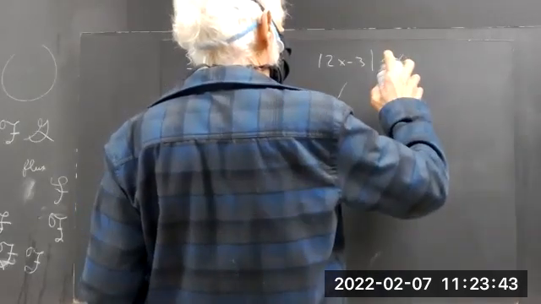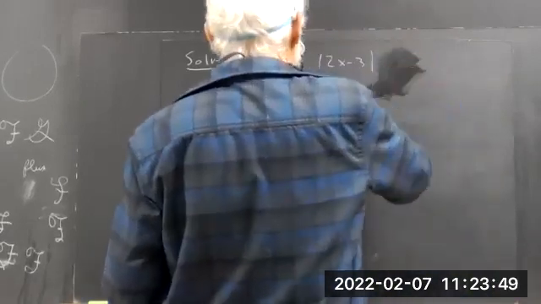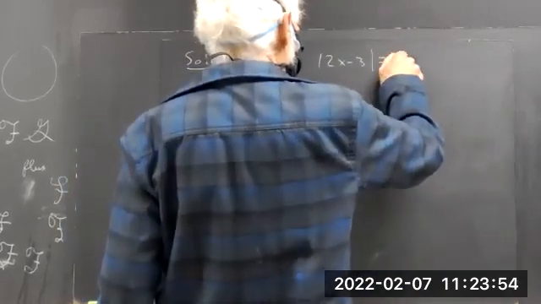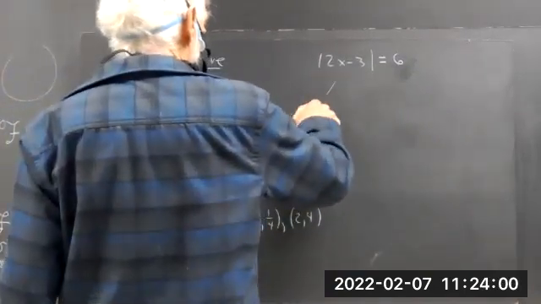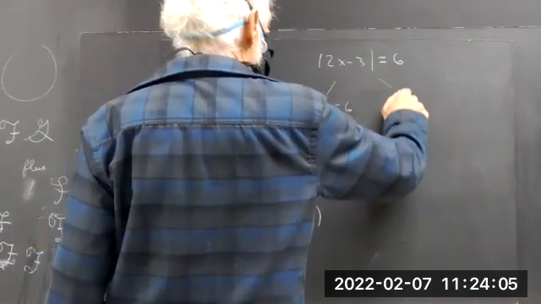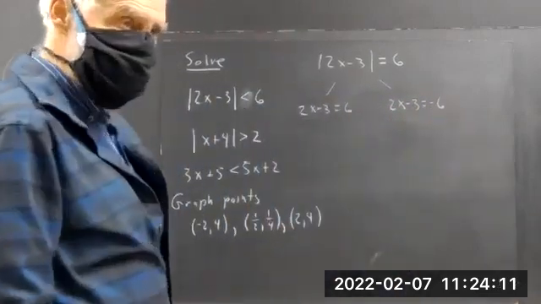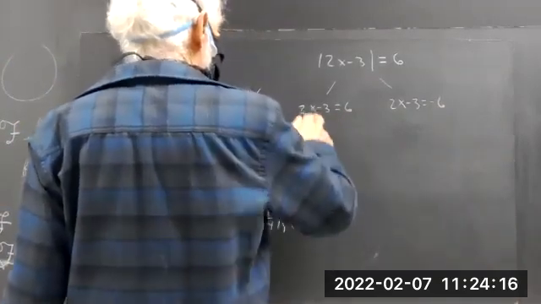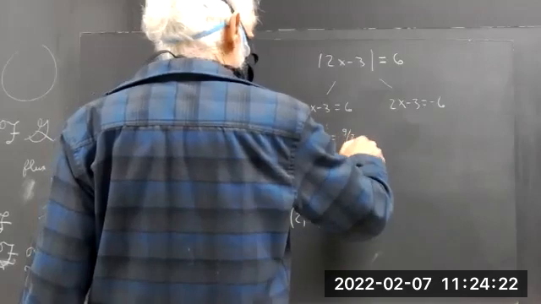So I'm going to solve the equation. And I apologize for asking you to do something that really didn't get covered. If the equation is this, then this splits into two equations. So we solve this. And you add three to both sides, you get 9, and divide by 2, you get x equals 9.5.